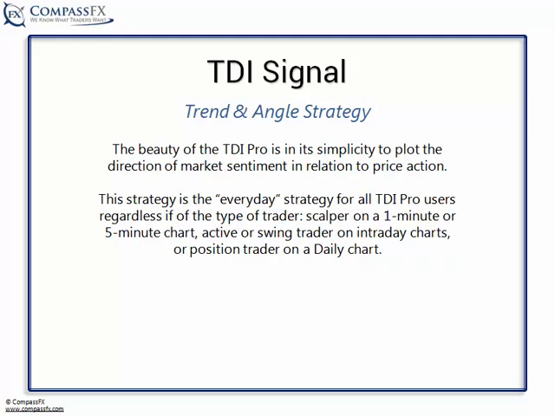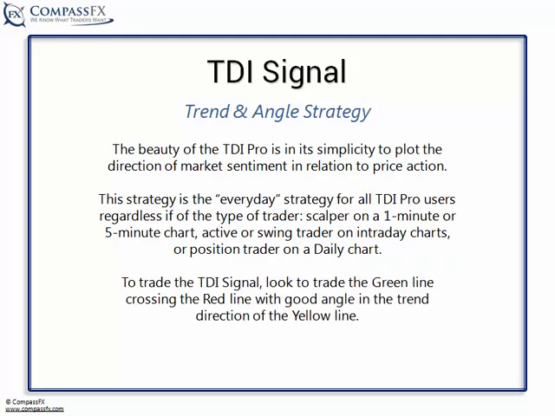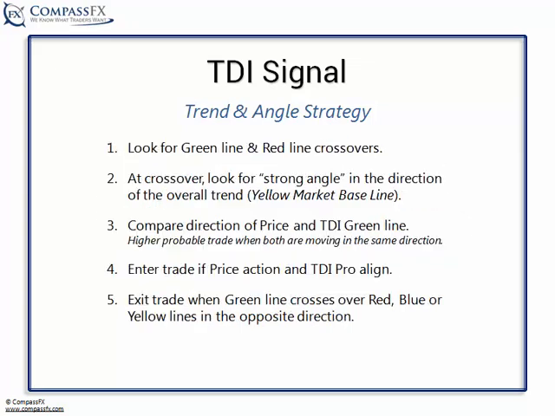In my experience, I've found to trade the TDI Signal, look to trade the green line crossing over the red line with good angle in the trend direction of the yellow line. The yellow line, again, is the market baseline, which is the overall market sentiment. If the overall market sentiment is moving up and the green and red line are moving up, we have a higher favorable long trade. When you break down the TDI Signal strategy, there are 5 components.